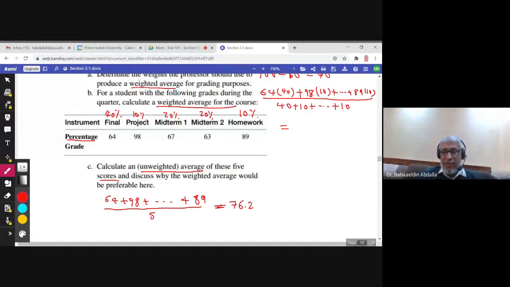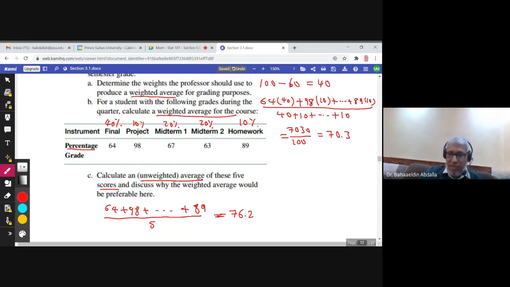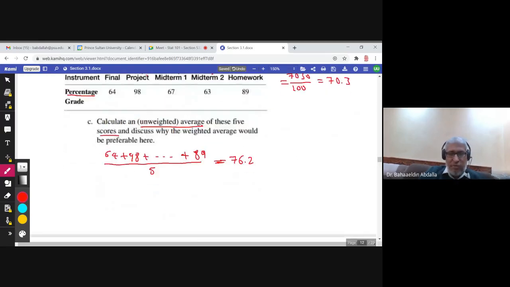You will get here 7030 over 100. So the answer would be 70.3. So you received C, not C plus. Okay, because the final is more important than the project. Although you got 98 in the project, you got 64 in the final. This is the weighted average. This is a very important example about the weighted average.